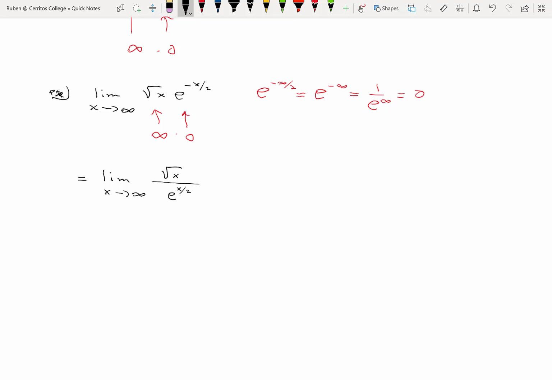How did I do that? Algebra 1. Negative exponents can be written as positive exponents in the denominator. Okay, so no real mystery here. Now re-examine this limit. As x goes to infinity, the square root of infinity is infinity over e to the infinity over 2. E to half of infinity is still e to the infinity, which is infinity. This is indeterminate.